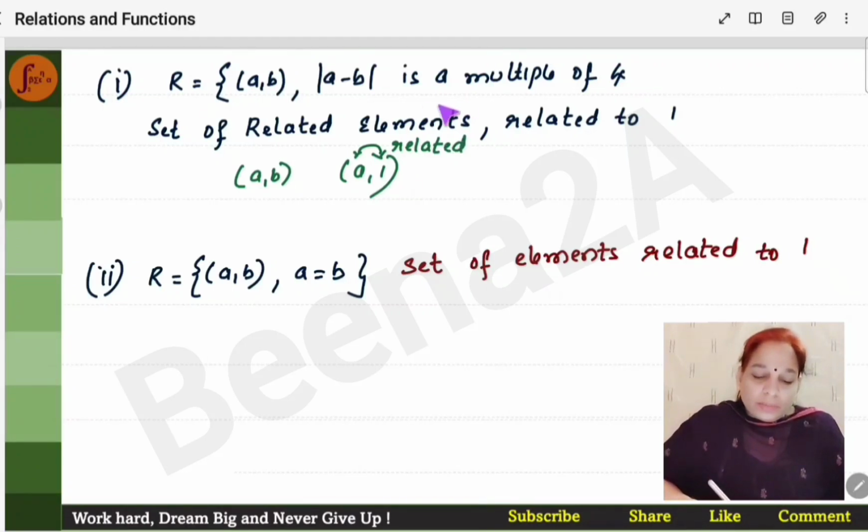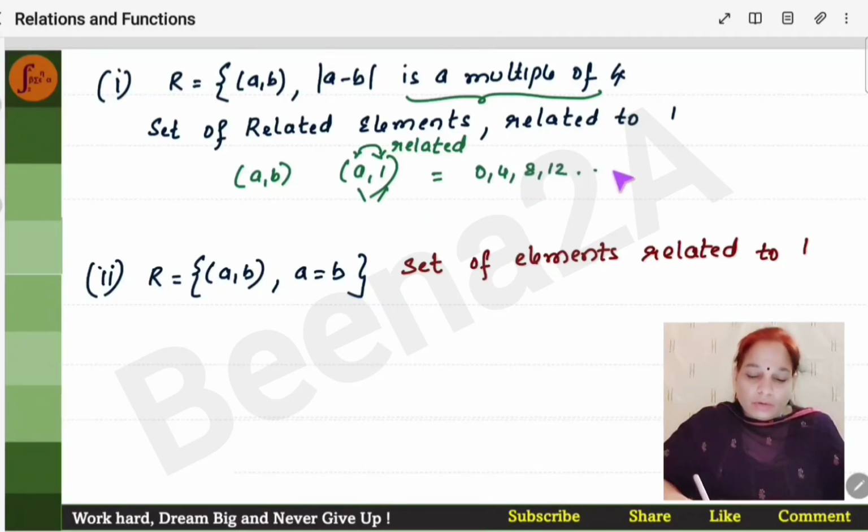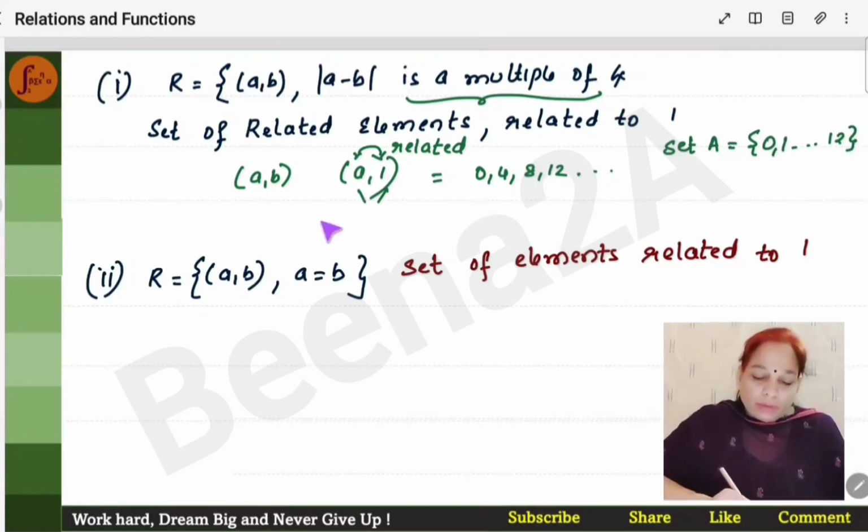Now, the relationship is given here. It should be a multiple of 4. So, for it to be a multiple of 4, when you subtract A and B, you should get multiples of 4. So, it can be 0, 4, 8, 12 and so on. Now, the set has numbers from 1 to 12. What can be those numbers which can give a multiple of 4 where one of the elements is 1?